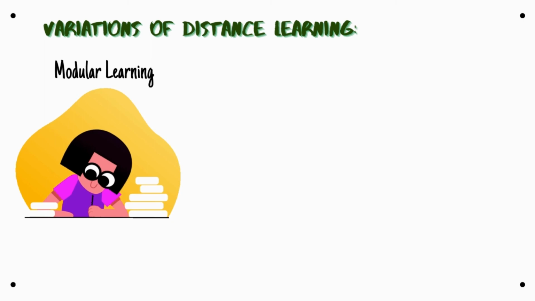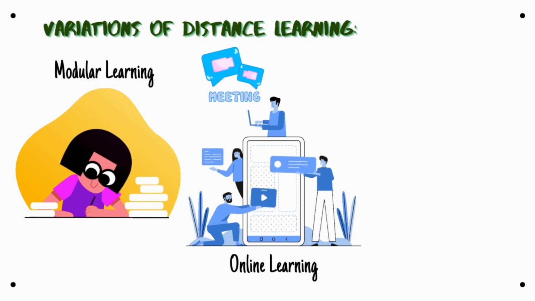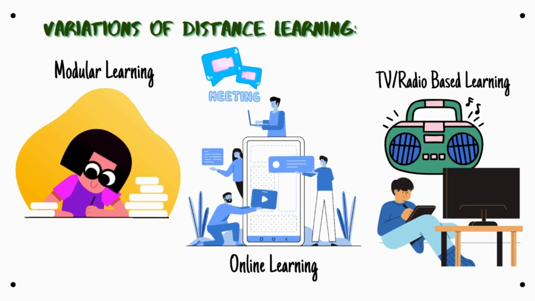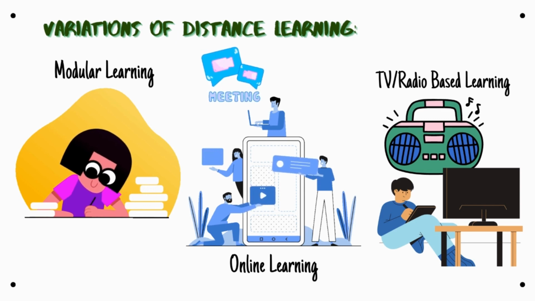There are possible variations of distance learning, and these are: first, modular learning, a self-learning material, either electronic or paper-based. Second, online learning. It has two types: synchronous and asynchronous online learning. Third, TV or radio-based learning. Learning of students based on TV and radio, guided by parents. And that would be all about distance learning.